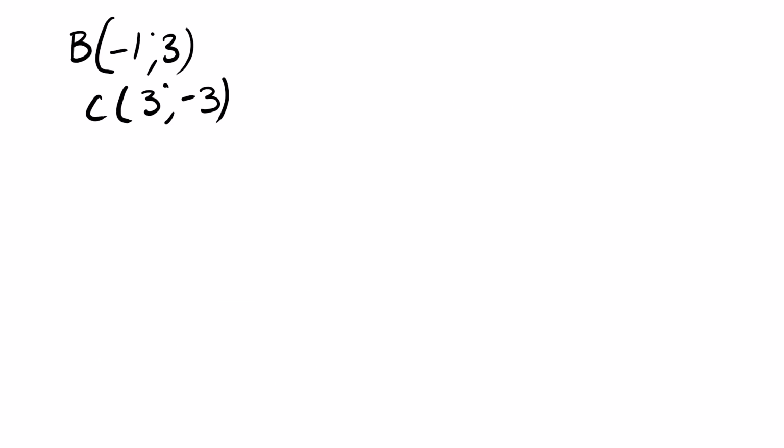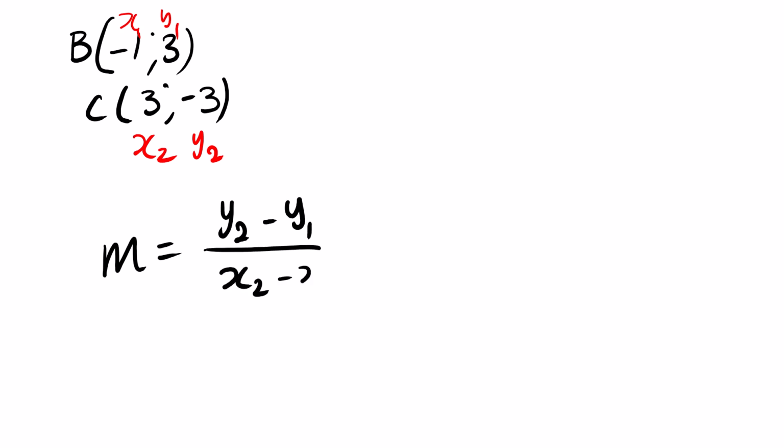For this example, pause the video and work out this question. We are calculating the gradient. Play the video to verify your answer. Now remember, we need to label, so we have x2, y2, x1, y1. And then our equation is y2 minus y1 all over x2 minus x1.